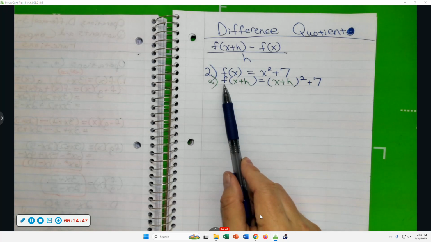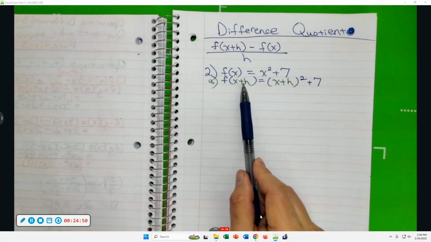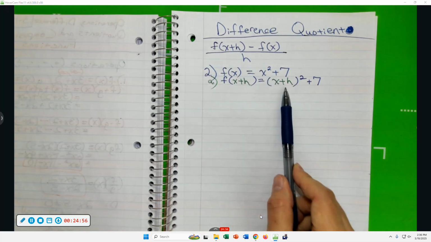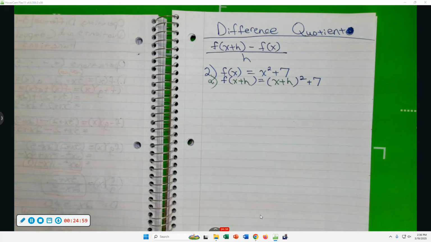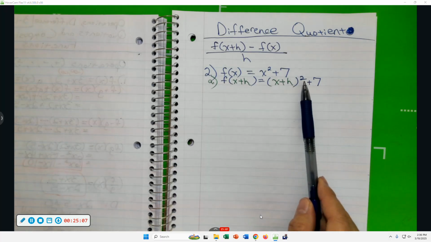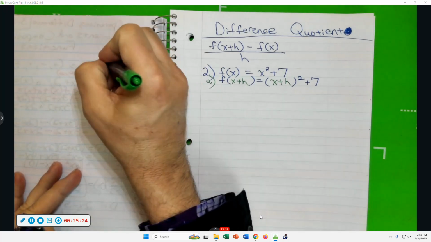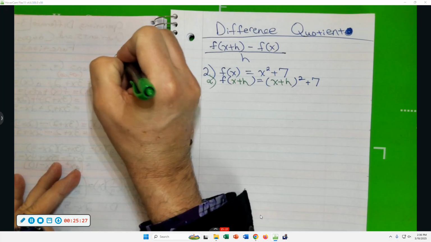Go to your function f. Everywhere you see a variable, replace it with what's in the parentheses. So everywhere we see an x, we're replacing it with x plus h. We have to remember how we square a sum. x plus h squared is not just x squared plus h squared. I remember having to square a complex number in the second homework assignment. We had something like 3 plus 2i being squared.